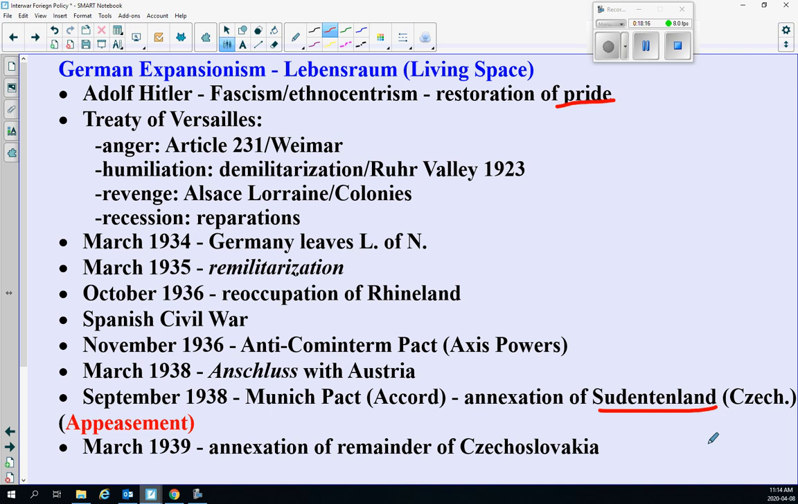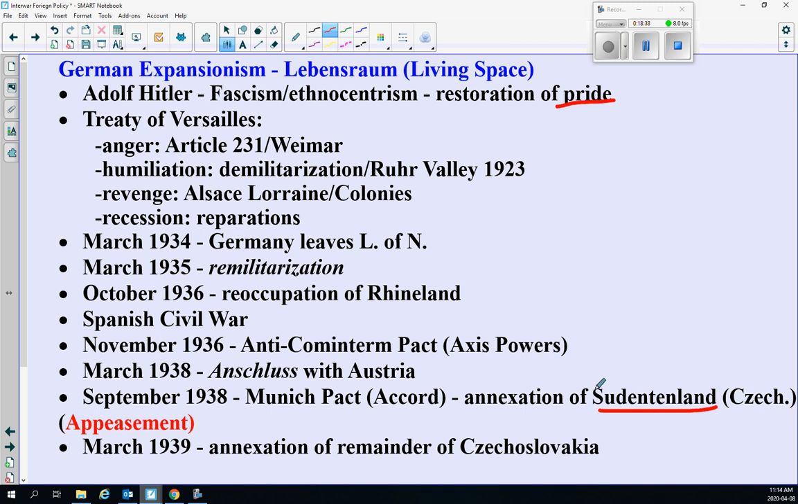Appeasement is basically, in a simple way of saying it, giving in to a bully, hoping that they don't come back for more later. But as we all know, you give in to that bully one time, they're probably coming back the next day for your lunch money and the day after that until you stand up to them. That might be one way of looking at the Munich Pact and the policy of appeasement.